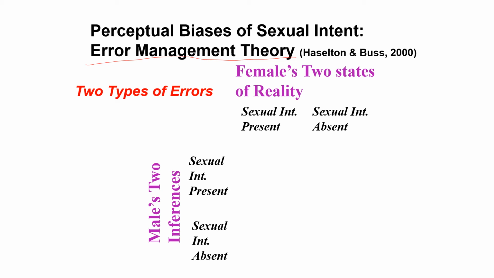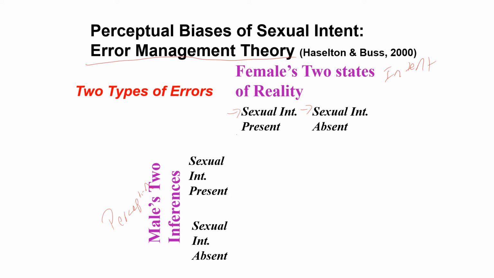So in the female here, we've got sexual intent. So we're referring now to just the female having sexual intent and just the male inferring it. So this is sexual intent and sexual perception. So let's look at how this comes out. I'll bring the box up in a minute.